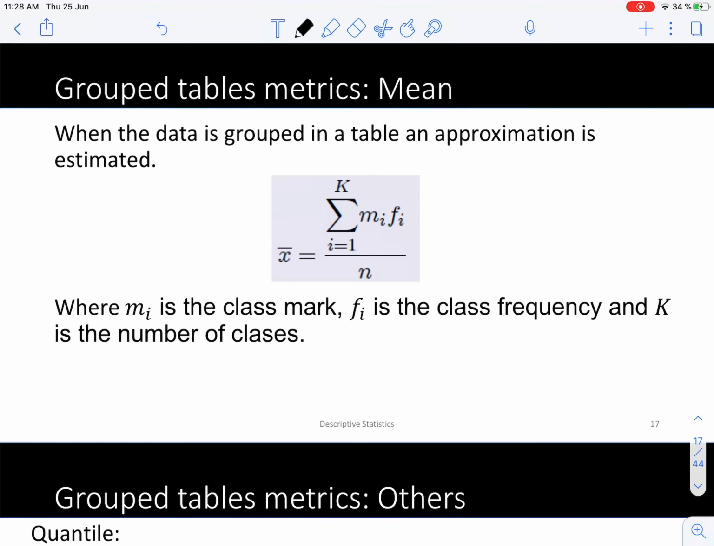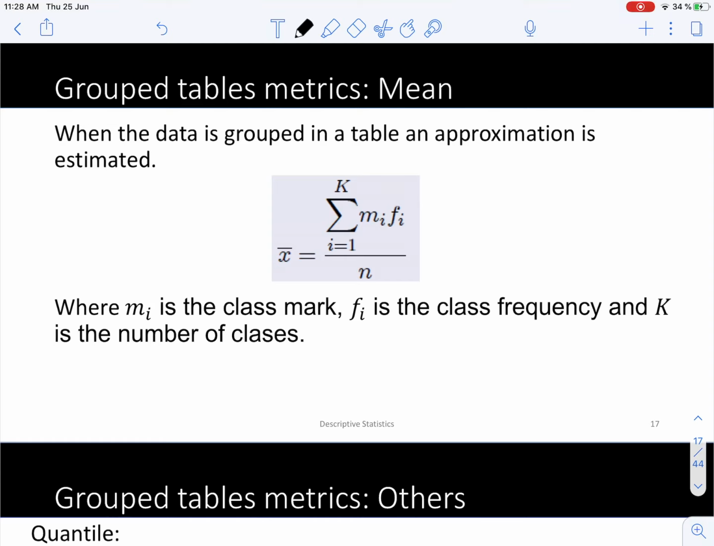In this video, we will discuss how to work with grouped tables. The challenge here, when you want to compute a metric and you have grouped information in a table, is that you don't know the exact values of the observations. So you need to make approximations. So how are you going to make those approximations?